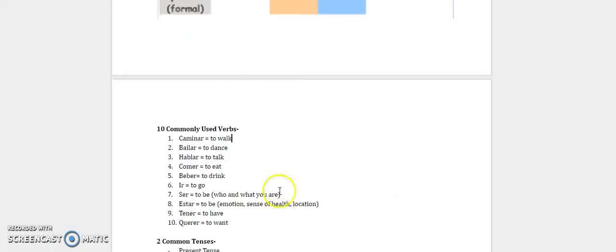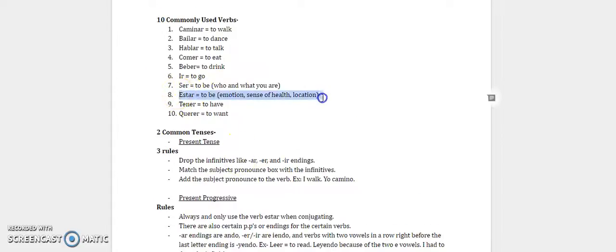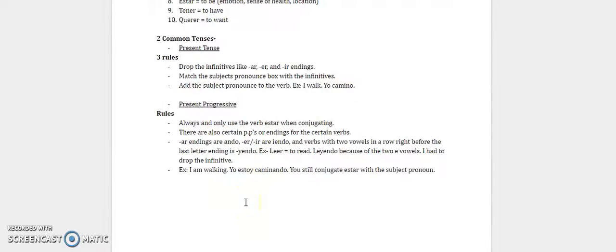Now when you're using the present progressive, you always have to use the verb estar, which is right here, which is to be. But there are two to be's, ser and estar, and estar is for emotion, sense of health, and location. That is normally what the present progressive would be about, because it's what you're doing and it involves a location.